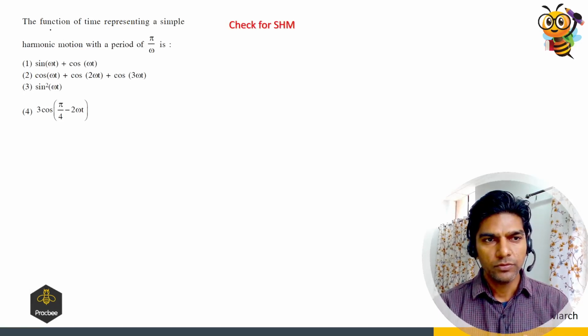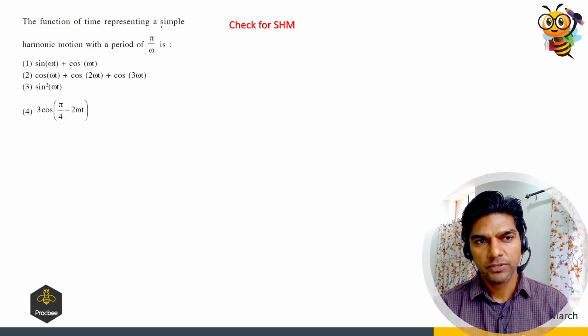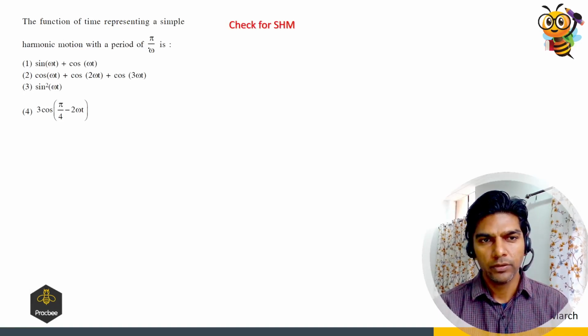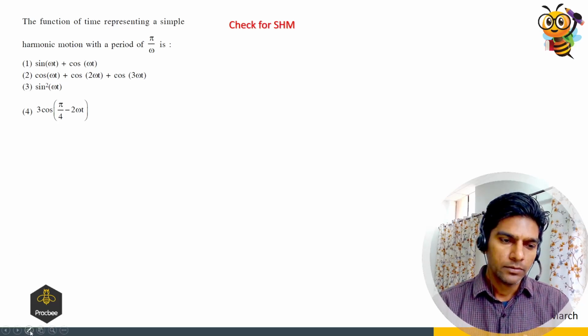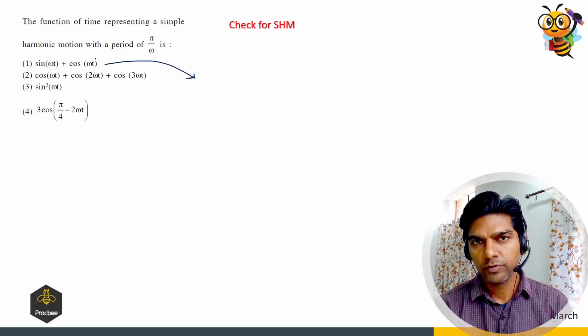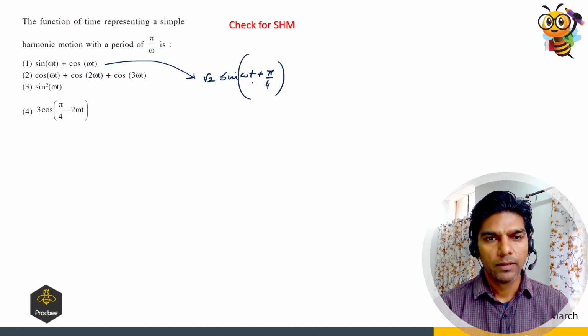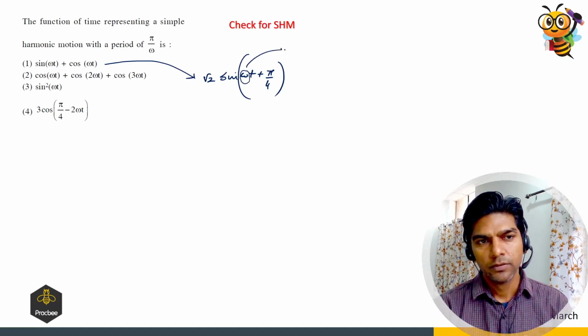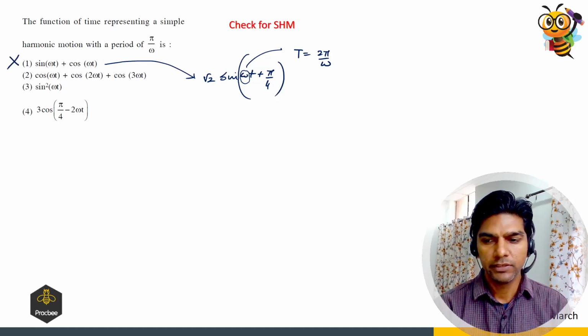Now let us see this question. The function of time representing a simple harmonic motion with a period of pi by omega is. So we have to find the period. If you look at this function, it is the same function that we have studied in the last question. So it comes out to be root 2 times sine omega t plus pi by 4. So its angular frequency is omega. So the time period will be 2 pi by omega, right? So it is 2 pi by omega. So option 1 is incorrect.